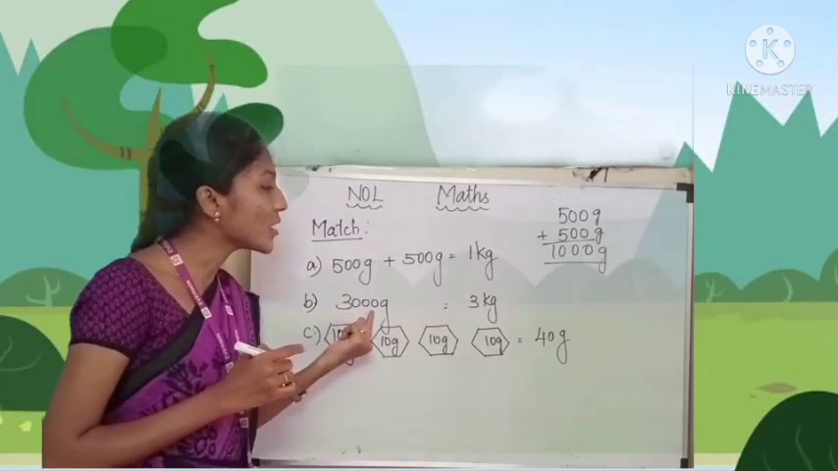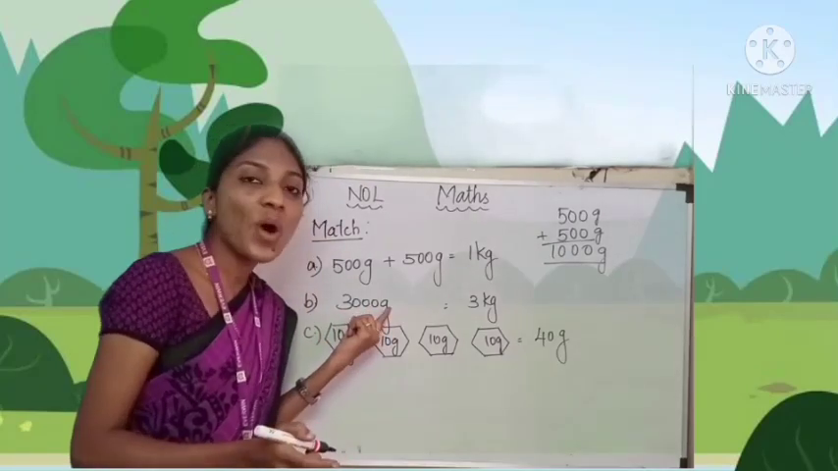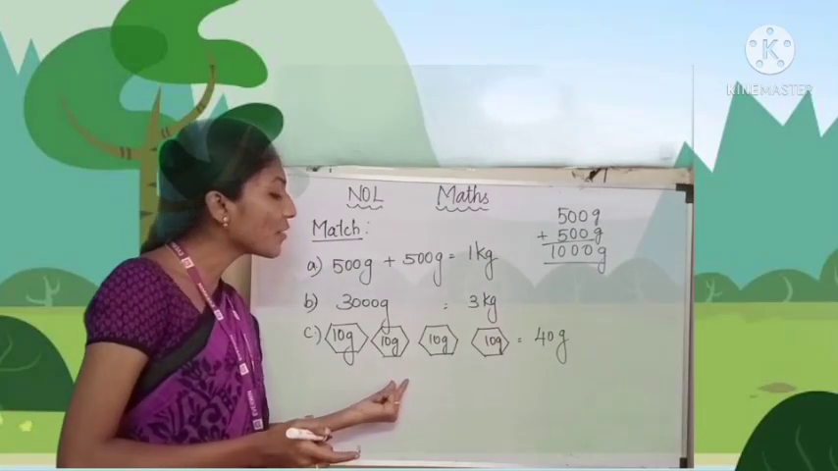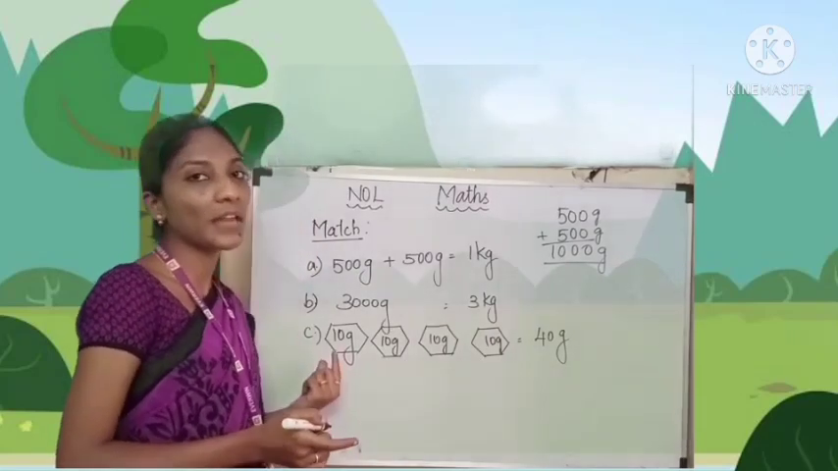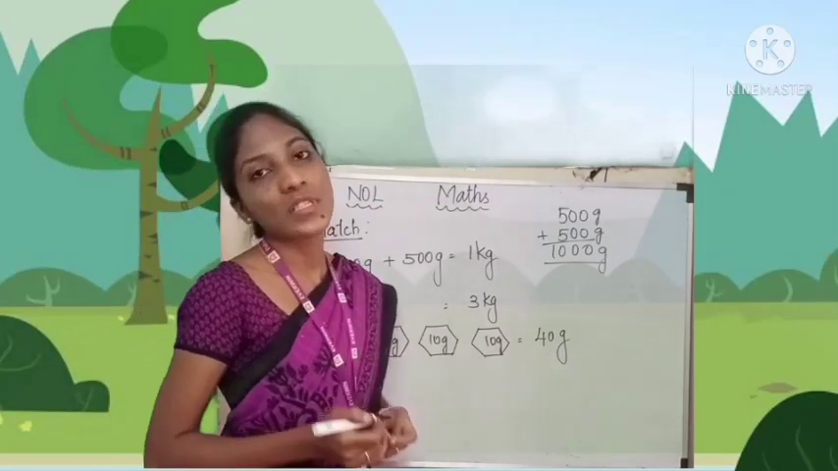Next, 3000 gram. 1 kg is 1000 gram. 3000 gram is what? 3 kg. Here the last one, 10 gram, 10 gram, 10 gram, 10 gram. 4 10 grams are present. So what is the answer? 40 grams. Clear, children? Yes.